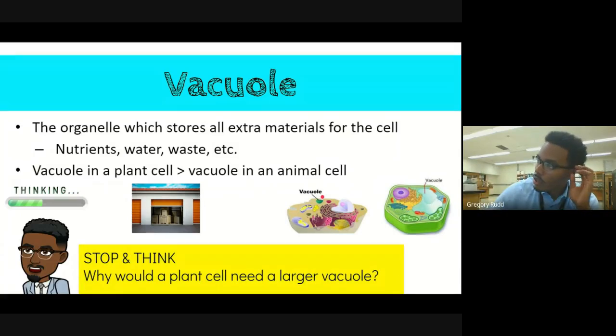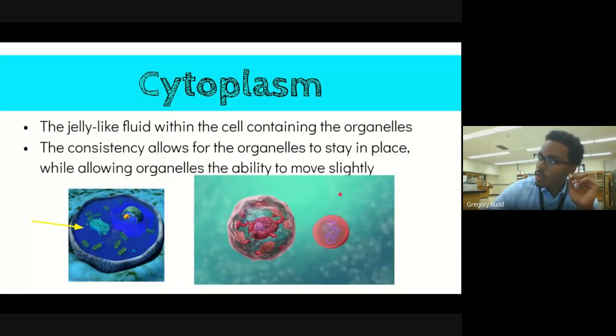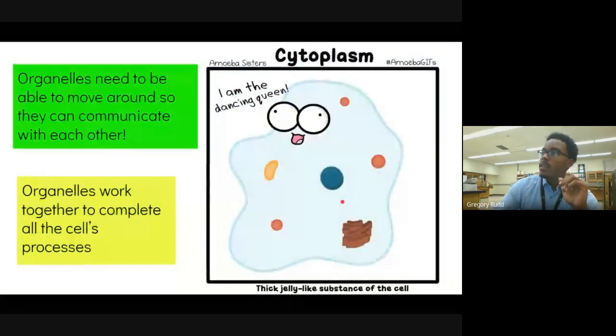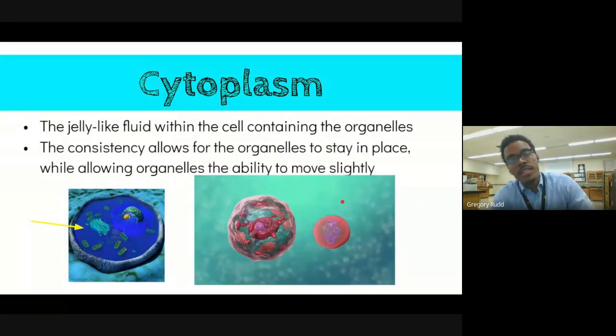Okay. I think this is the last one, yeah. So cytoplasm. Cytoplasm is not like the other organelles because it's not surrounded by its own membrane. The cytoplasm is basically the substance that all the other organelles swim around in.